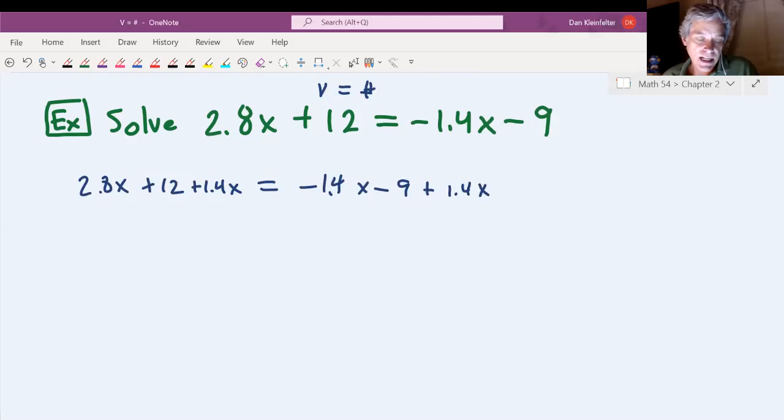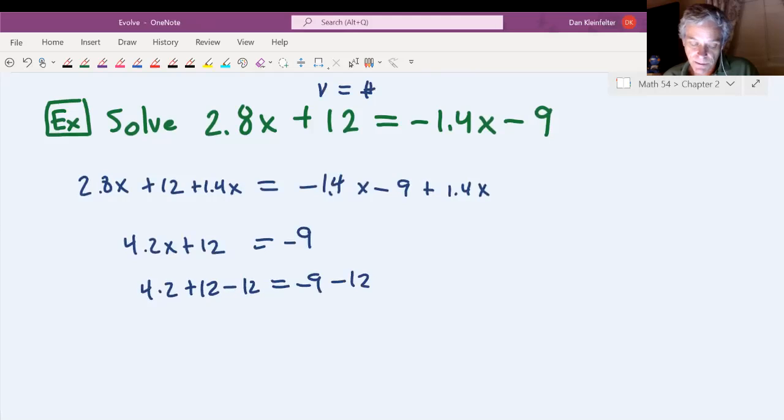Okay, so then at this point, we have 2.8 plus 1.4, that is 4.2 x's on the left and a 12. The right side, there are no more x's, only a negative 9. Okay, and so now the left side is for variables. That 12 needs to be gone. So we're going to subtract 12 from both sides.